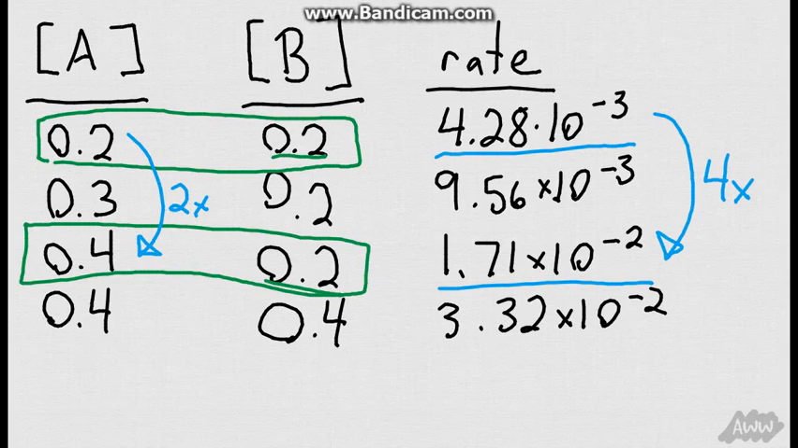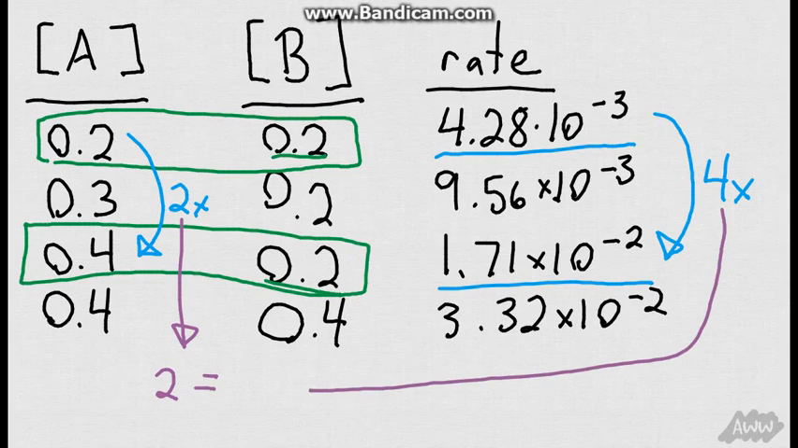Now, what does this mean? This means that we can think of this as a ratio. Because we doubled this one right here, so 2, and we did 2 to the what power for this one?